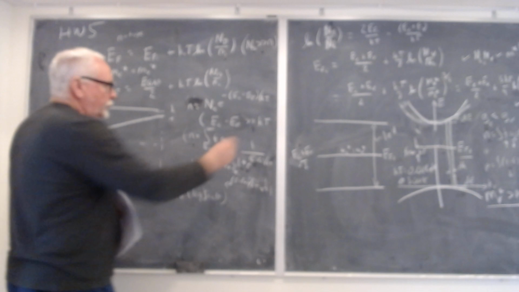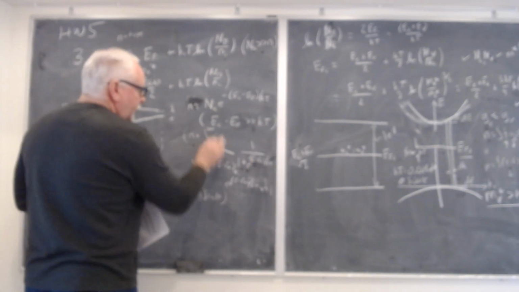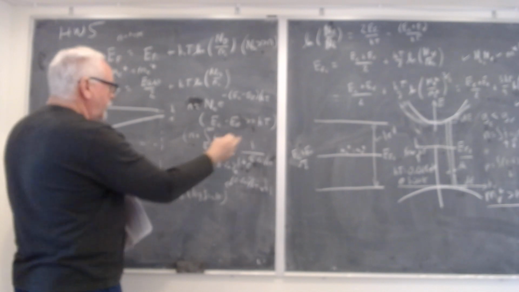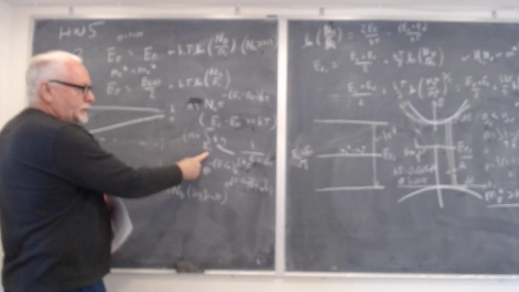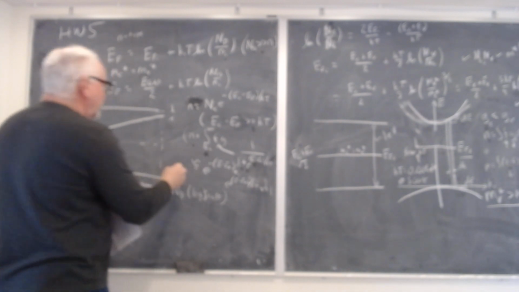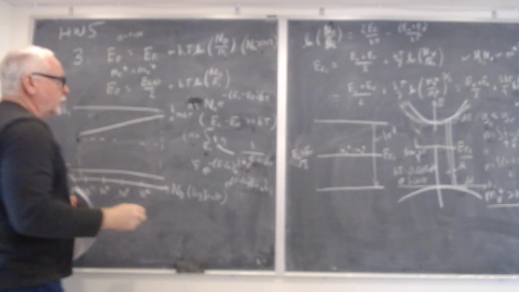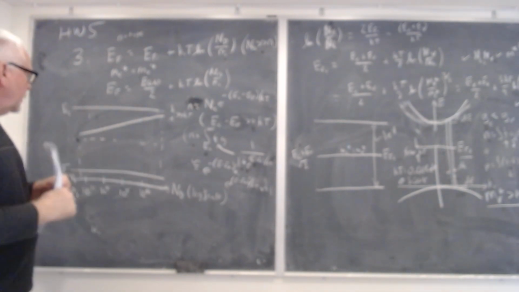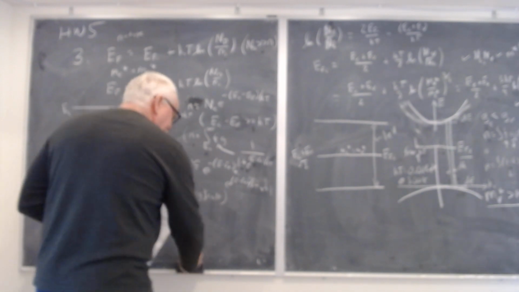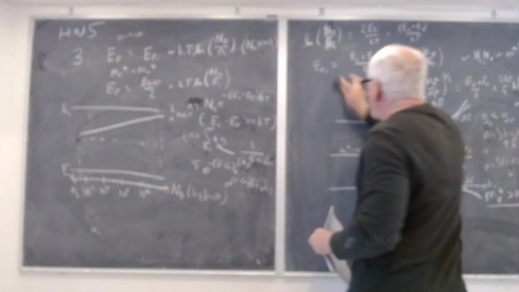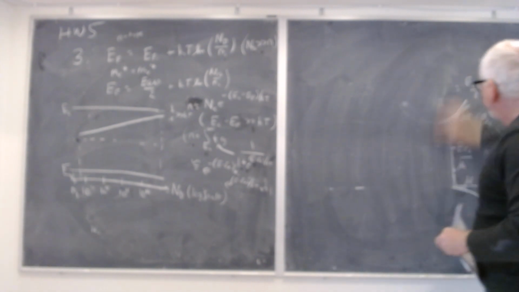The reason that turns into EC minus EF being much bigger than kT is because the integral starts at EC, the first energy you care about. So this basically has to be much bigger than kT in order for all of this to be valid. And that was the homework problem: to determine at what doping density that happens.